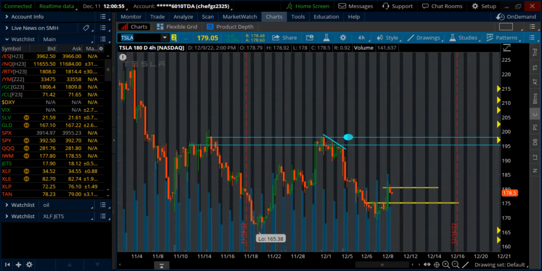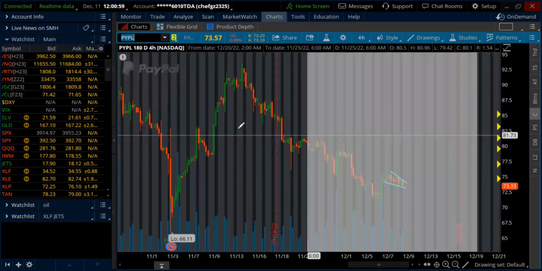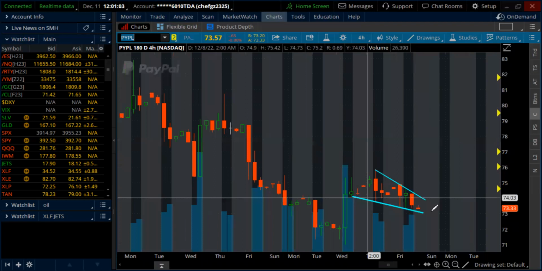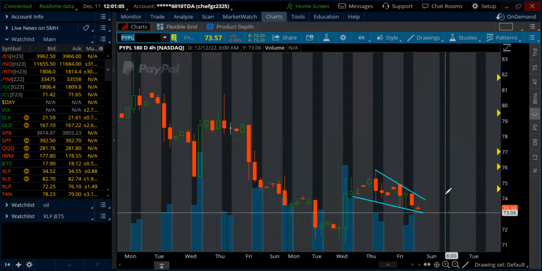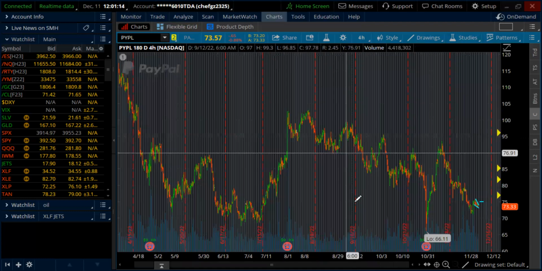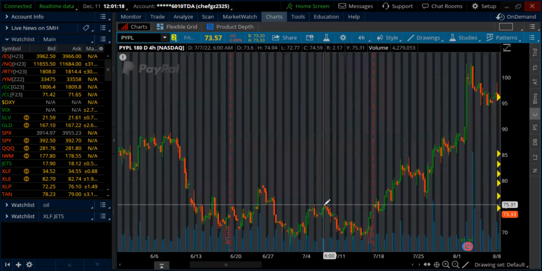The next one is going to be PayPal. PayPal has a nice little trend to the downside right here, and it has this little squeeze pattern. So this is all I'm looking for, 73, and I'm looking for a 75 break. The reason for that is because there's a level over here at 75. This was once resistance right here, this 75, as you can see.